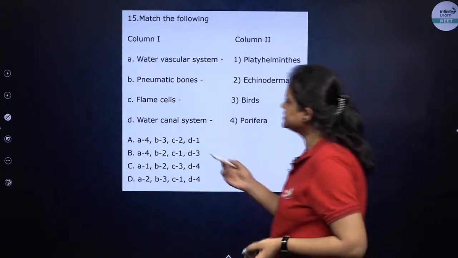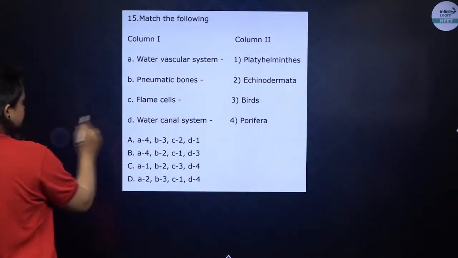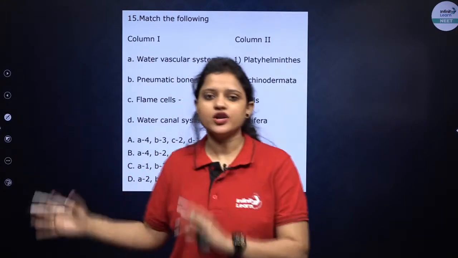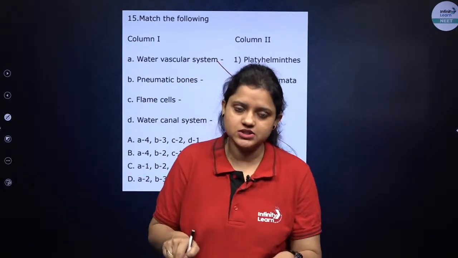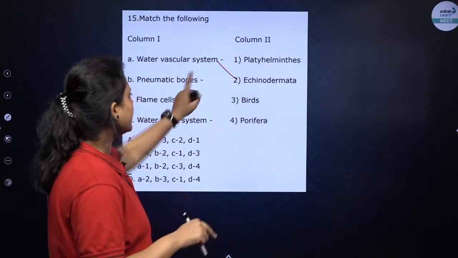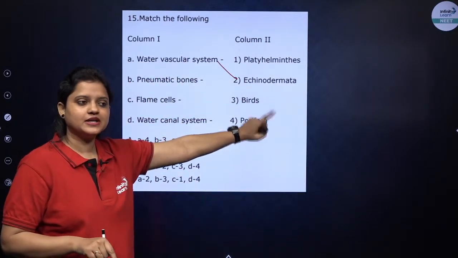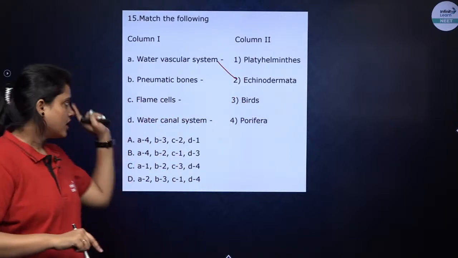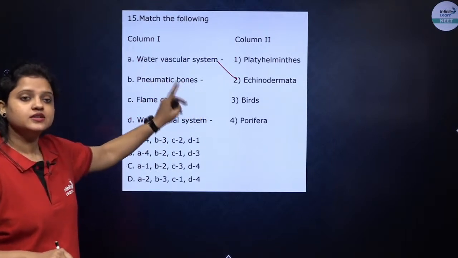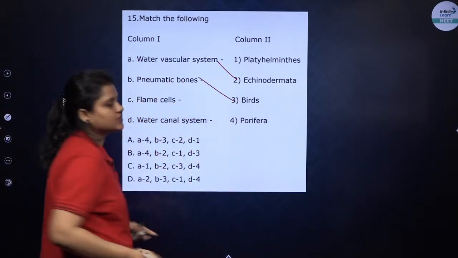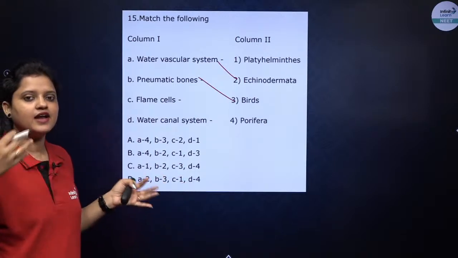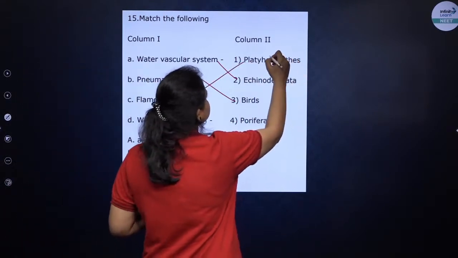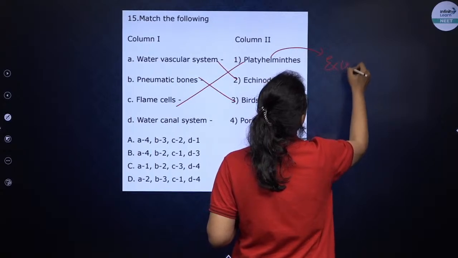बता दो क्या होगा करेक्ट आंसर. Water vascular system is present in echinodermata. Remember, water canal system is present in sponges, but water vascular system is present in echinodermata. Repeatedly asked in NEET, note it down. Pneumatic bones we just discussed. Bones with air cavities. This pneumatic bone is present in birds to keep their body light for flying. This is an adaptation to fly. Flame cells are present in platyhelminths and it helps in excretion.